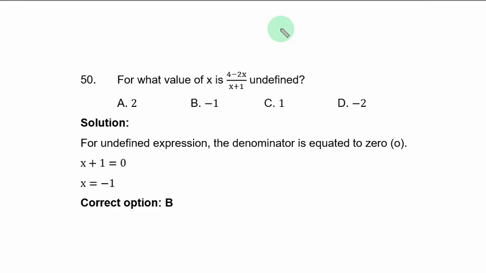Question 50. For what value of s is 4 minus 2s over s plus 1 undefined? For undefined expression, denominator is equated to 0. So you have s plus 1 equal to 0. If you simply solve for s, you have s equal to minus 1. B is the correct option.